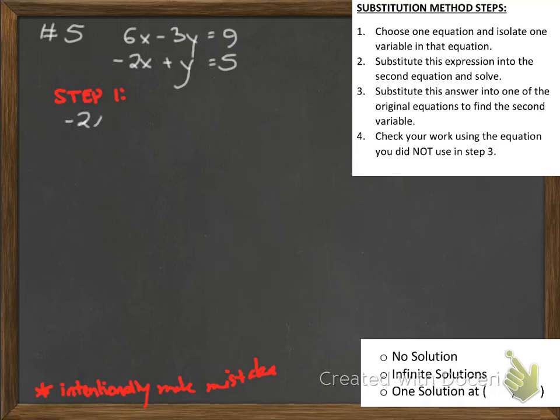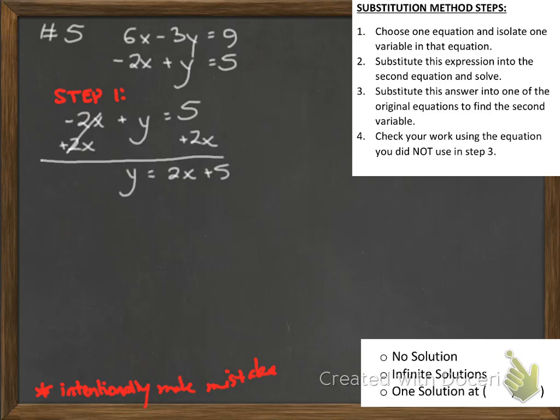I'm going to choose negative 2x plus y equals 5. I chose that because the y doesn't have a coefficient, or really more accurately has a coefficient of 1. So it's the easiest to isolate. So we get rid of these, so we have y is equal to 2x plus 5, or you could say y equals 5 plus 2x, it doesn't matter.